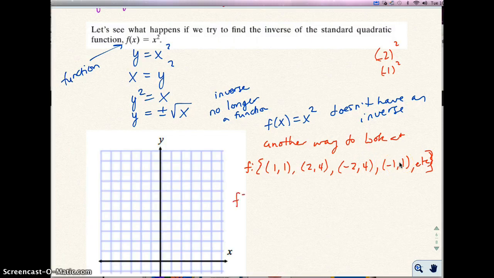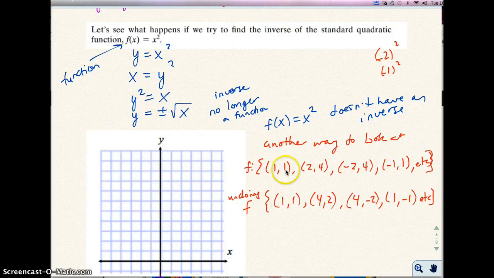If I do the inverse of it, if I undo it, I would get 1, 1, 4, 2, 4, negative 2, 1, negative 1, etc. Notice that now when I undo my function, interchanging all x's and y's, 1 goes to 1, but 1 also goes to negative 1. That's where this comes into play. I get 2 values for an output. When I input 4, I get 2 as an output, and I also get negative 2. So this is not a function.